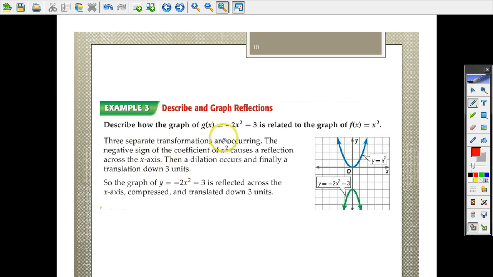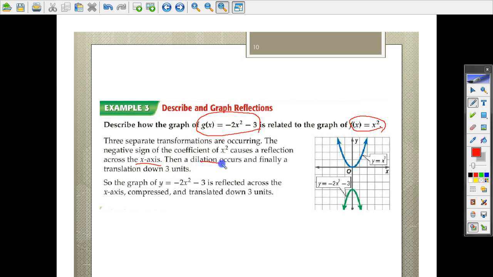Alright, example. Describe the reflection. Here you have g of x equals -2 x squared minus 3. How is that related to f of x, x squared, the parent function? Three separate transformations are occurring. The negative sign of the coefficient of x squared causes a reflection across the x-axis. So if this is the x squared, it's going to reflect across the x-axis because there's a negative here.